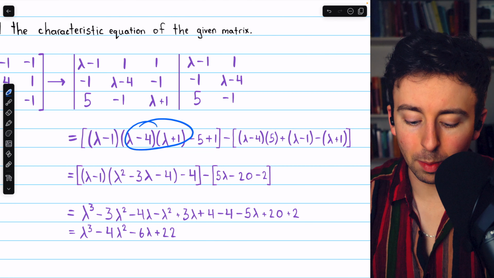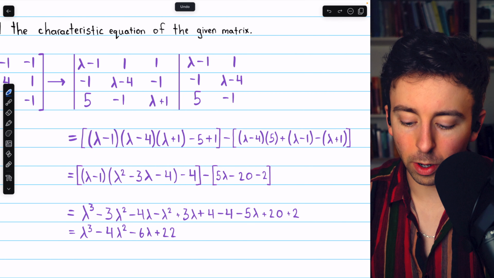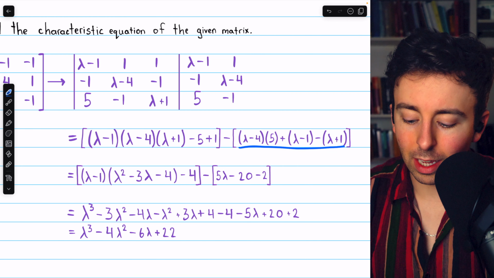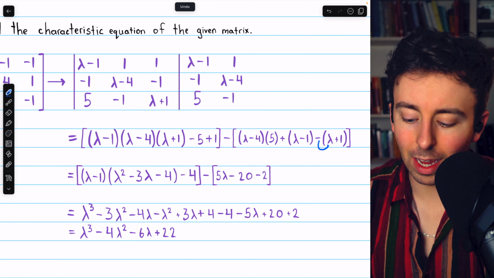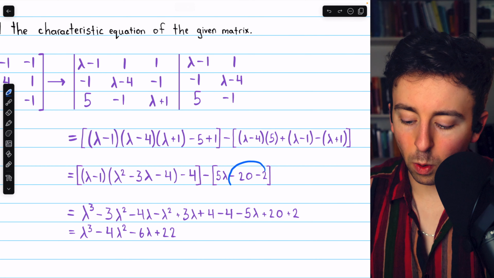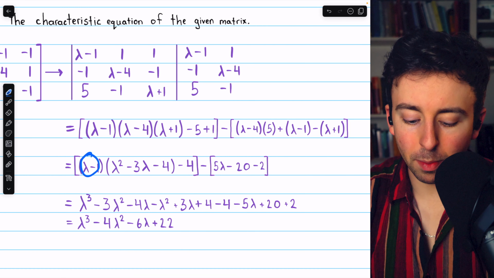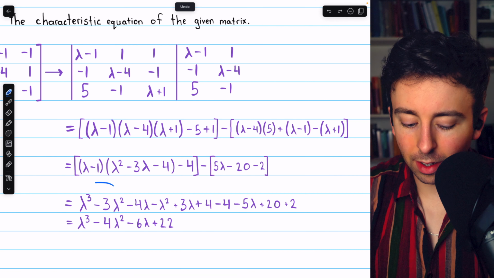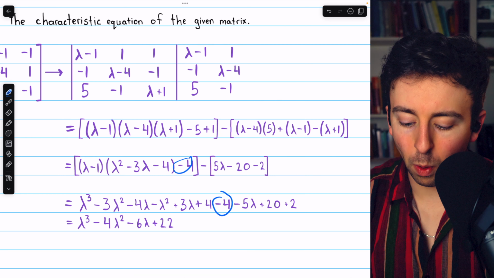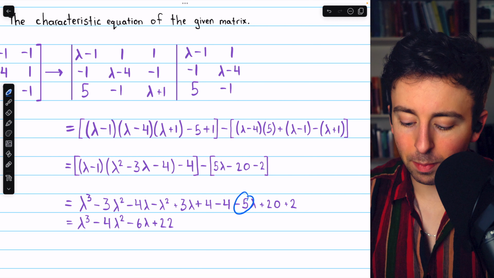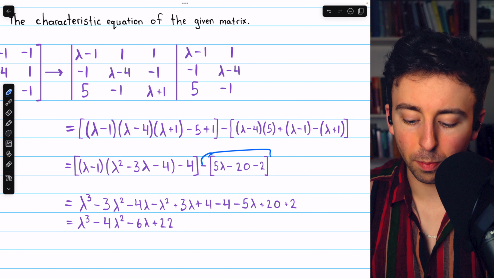Now we just have to expand and simplify. Lambda minus 4 times lambda plus 1 gives us this quadratic. -5 plus 1 is -4. And then we do some expanding and combining like terms over here. 5 lambda plus lambda minus lambda is just 5 lambda. And then, of course, we have minus 20 and minus 2. Multiplying lambda minus 1 times this quadratic gives us this cubic, which we will simplify. And then we still have the minus 4, and then minus 5 lambda, and plus 20 and plus 2, distributing that negative through those brackets.